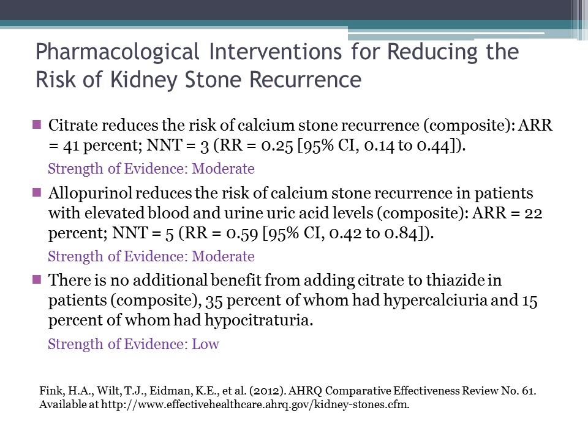These studies also found that allopurinol, which is often used for gout, does reduce the risk of calcium stone recurrence in patients with elevated blood and urine uric acid levels. Again, the strength of this was moderate. And lastly, there was no additional benefit noted from adding citrate to a thiazide diuretic in patients, 35% of whom had hypercalciuria and 15% who had hypocitraturia.